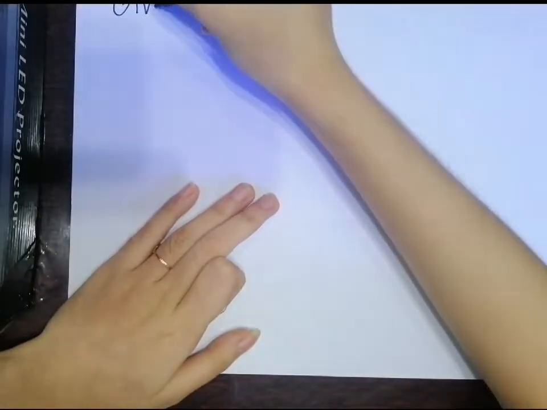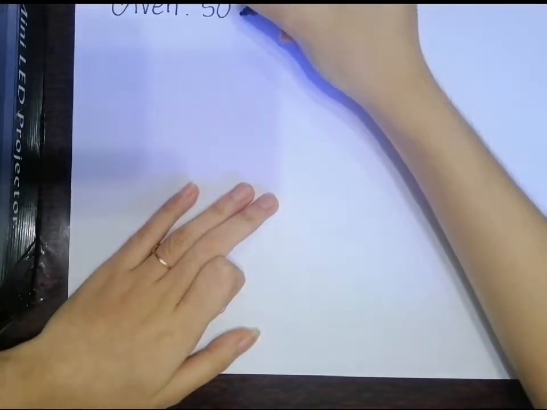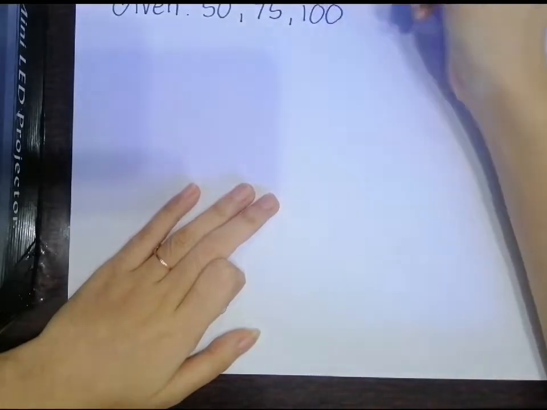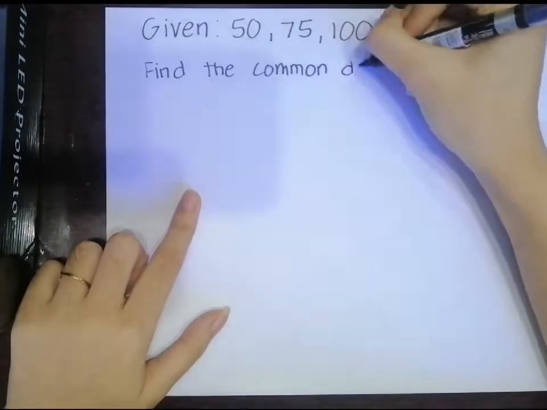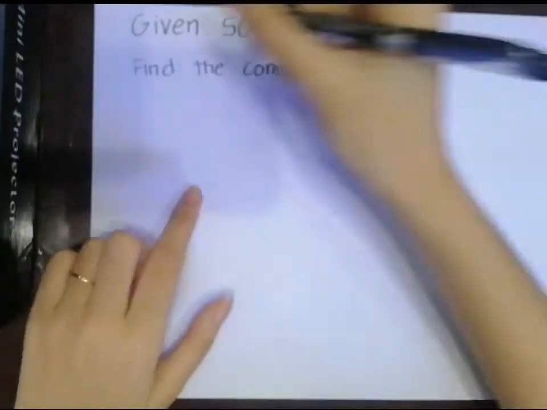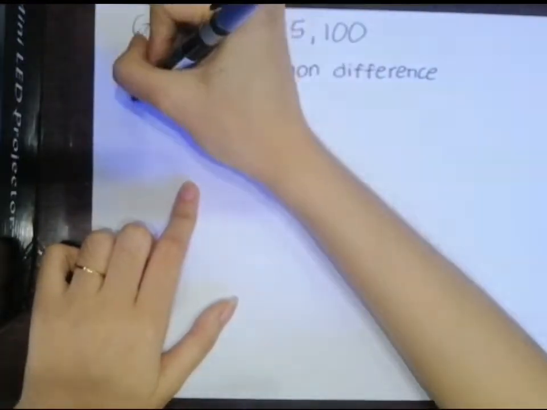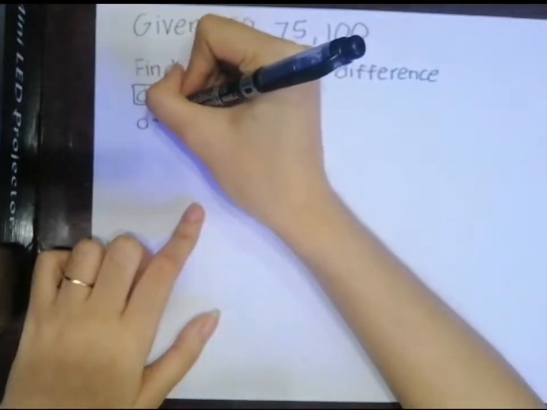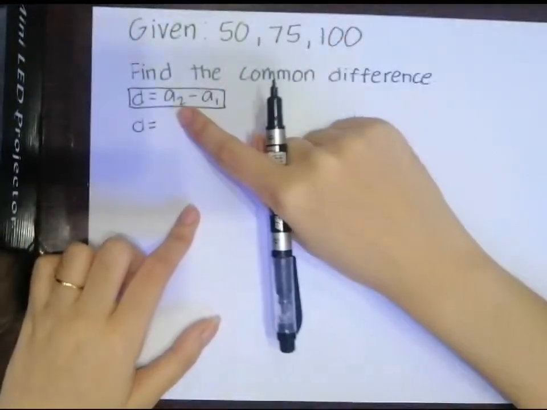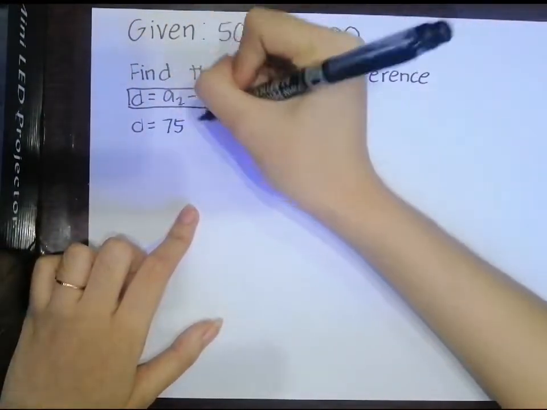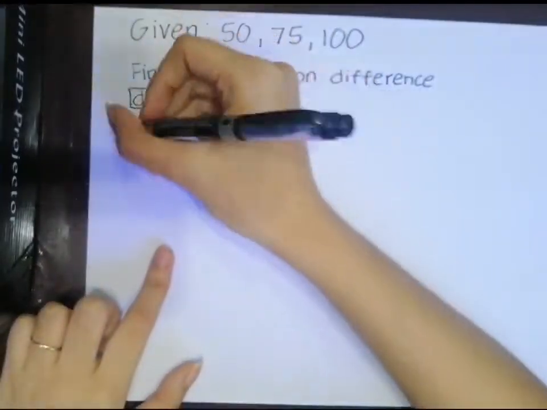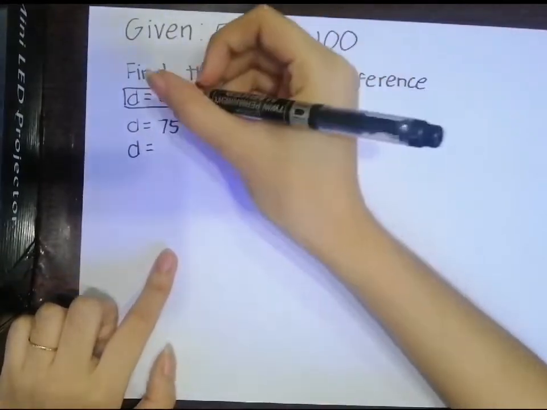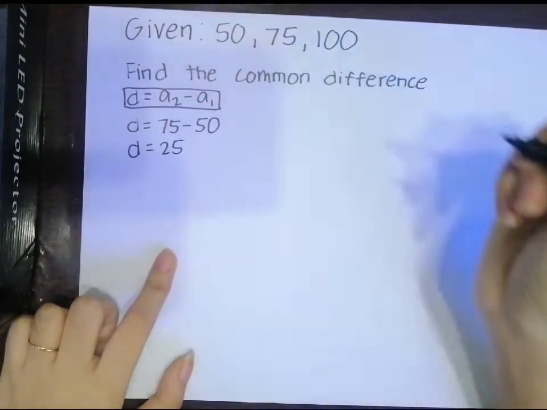We should write the given values, which are 50, 75, and 100. Then we have to find their common difference by using the formula d = a sub 2 minus a sub 1. After that, we will be substituting the values. a sub 2 is 75 and a sub 1 is 50. Now we subtract the two of them, and the answer will be 25.